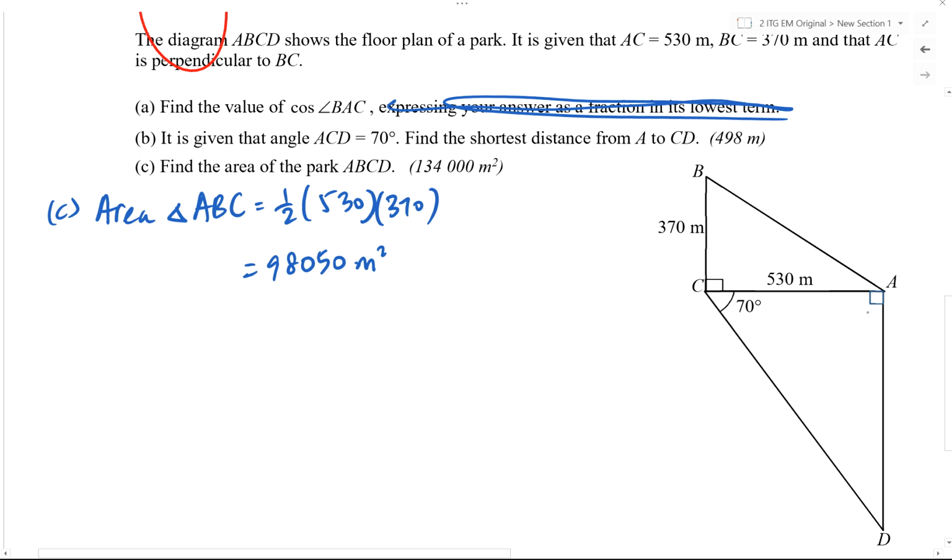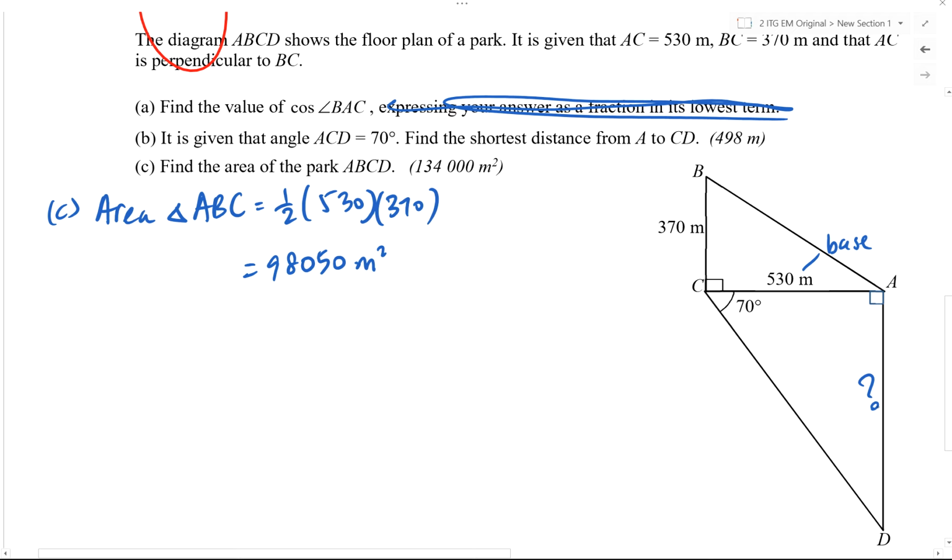How many formulas do you know? One only. You haven't learned the other one yet in Sec 3, which is half times base times height. Right, area of triangle, half times base times height. That's what you all have learned. For triangle ACD, which side do you already know? Yeah, you know AC, right? So do you want AC to be the base or the height? Base, okay. If this is the base, where is the perpendicular height? AD, good. That means you must find out what AD is first.